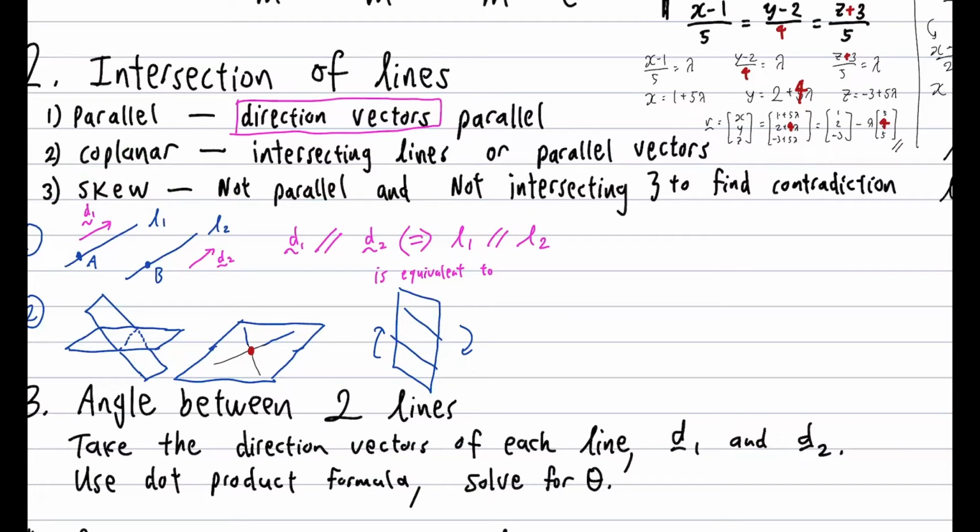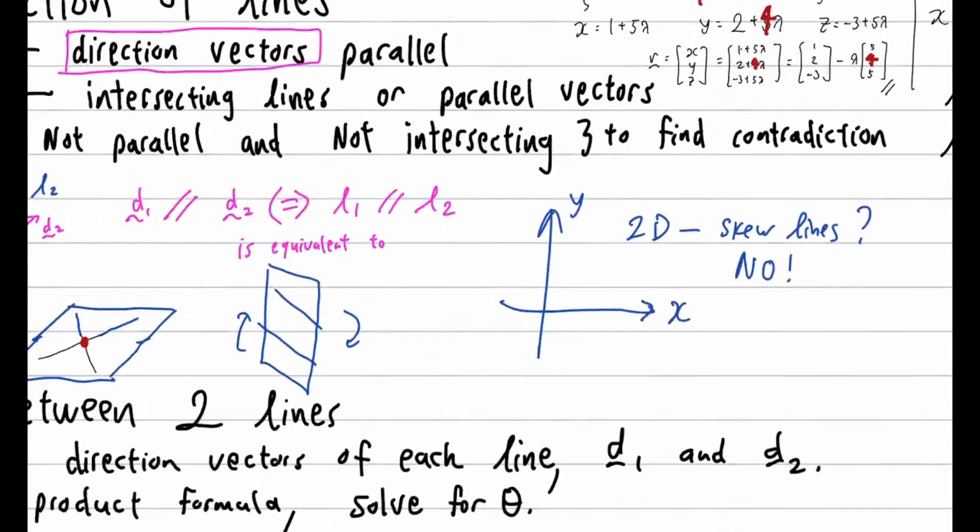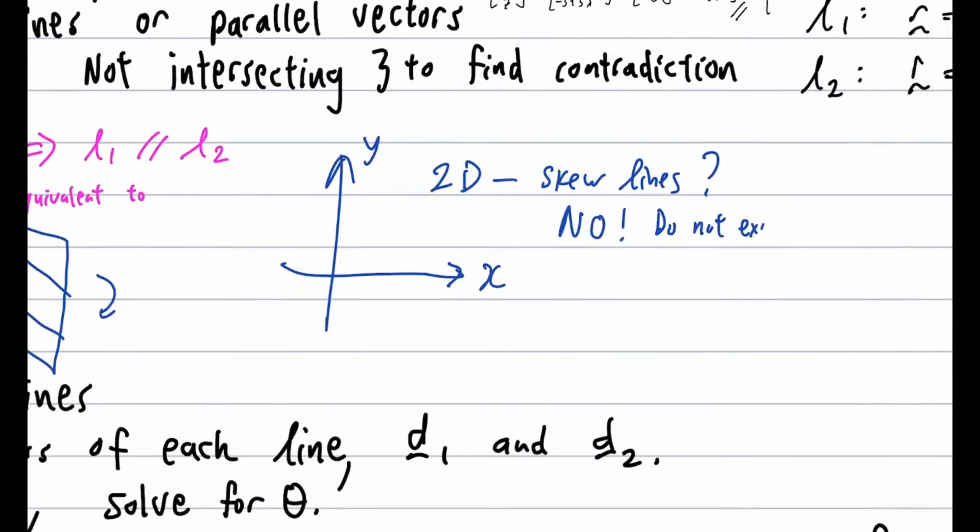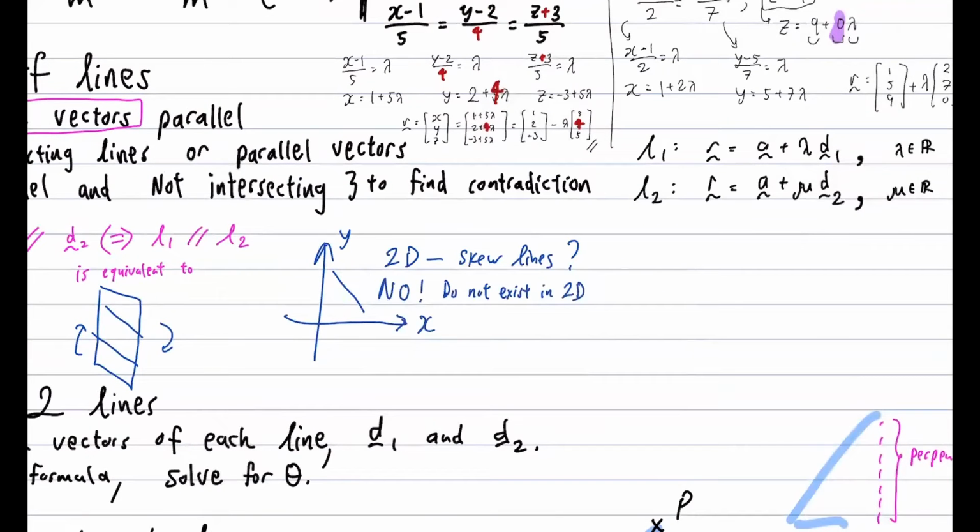Okay, let's say in 2D first, x and y axis. Can skew lines exist? Cannot. Impossible, they do not exist in 2D. We are focusing only on 3D in vectors. They do not exist in 2D because you see, two lines either intersect or they are parallel. Those are the only two possibilities, right?